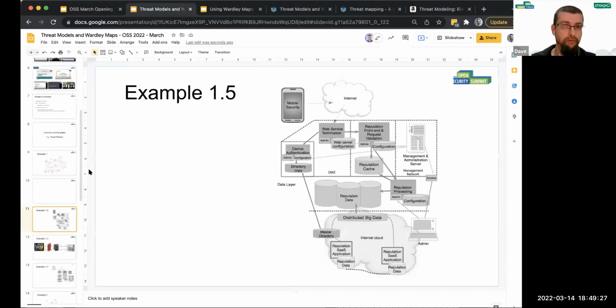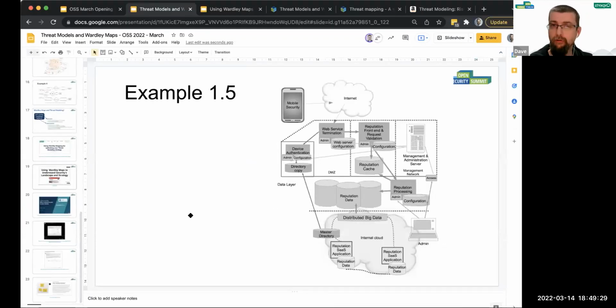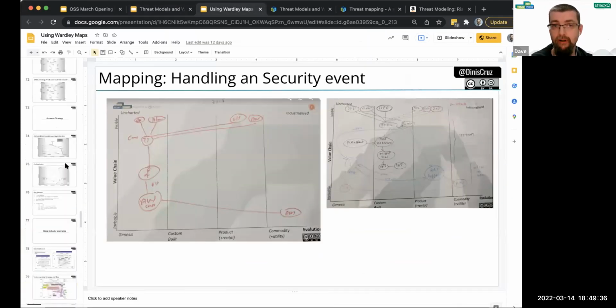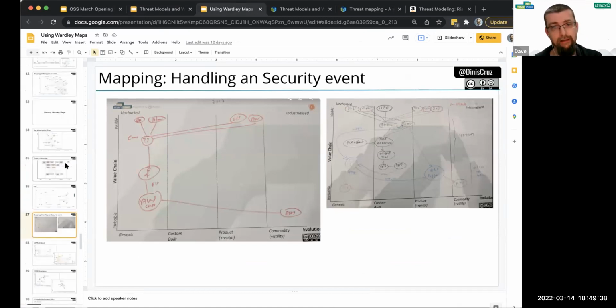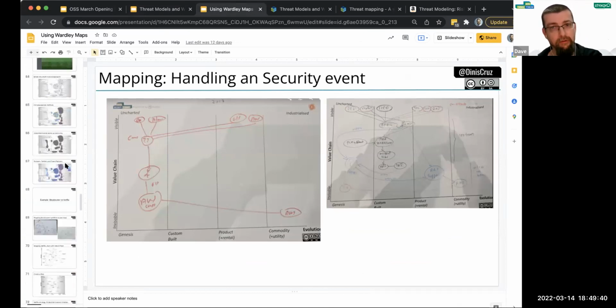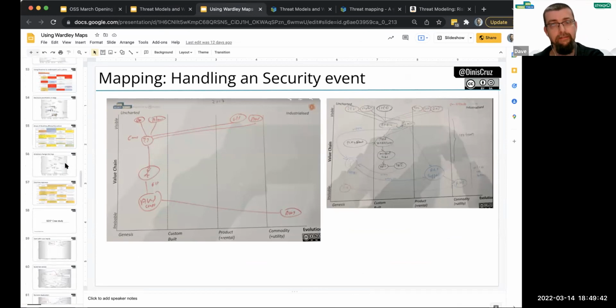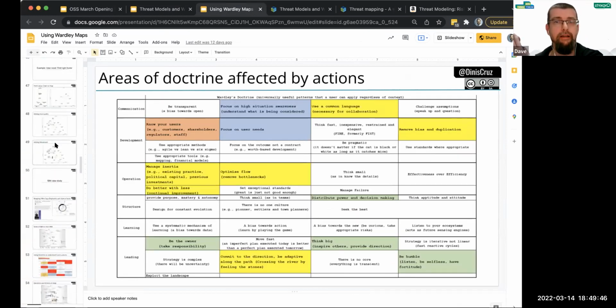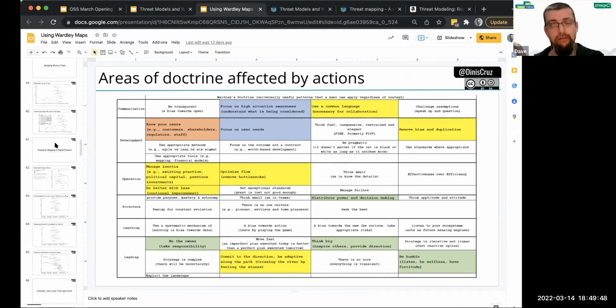So pets versus cattle means pets is something you care about, something you put a lot of time and effort and care and love into to keep it alive. Cattle is, and that's what I like, but cattle is disposable. If you don't like the cattle anymore, you can simply get rid of it, get a new one, and go on with your business, like a rental.